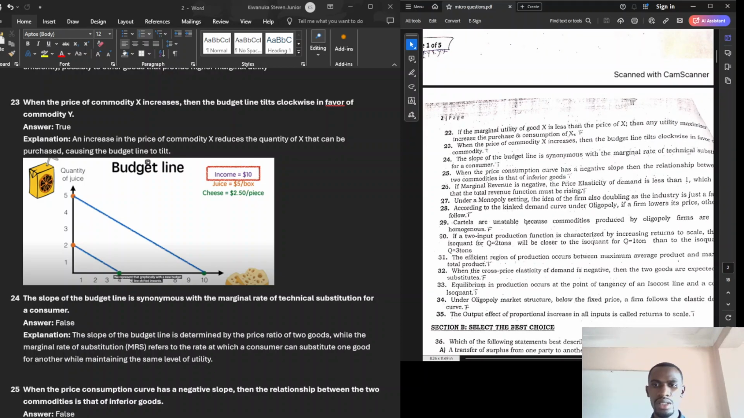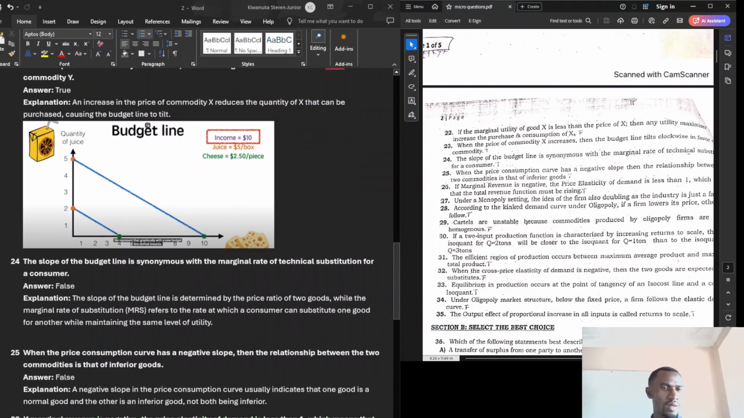Coming to 25. When the price consumption curve has a negative slope, then the relationship between two commodities is that of inferior goods. We see that that is false. When the price consumption curve has a negative slope, what does that always indicate? A negative slope usually indicates that one good is normal and the other is inferior, but not both of them being inferior. You can go and look at the curves.